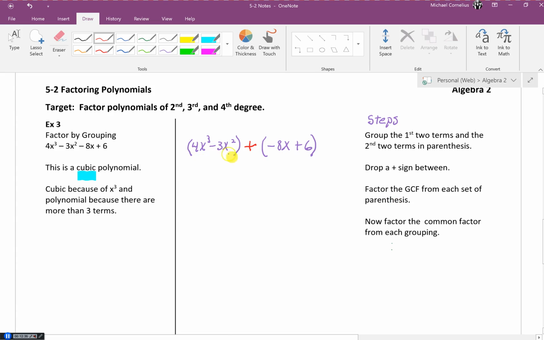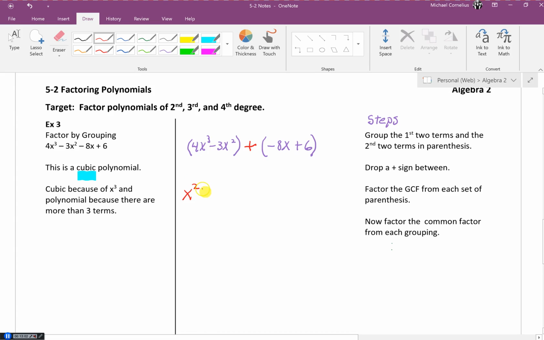So I'm going to look at my first set of parentheses here. 4 and 3 have nothing in common, so I can't factor out any numbers. But x cubed, remember, x cubed is really x times x times x, so there's 3 x's there. X squared is x times x, so there's 2 x's there. So they have 2 x's in common here. So I'm going to factor out those 2 x's, and I'm going to call that x squared.